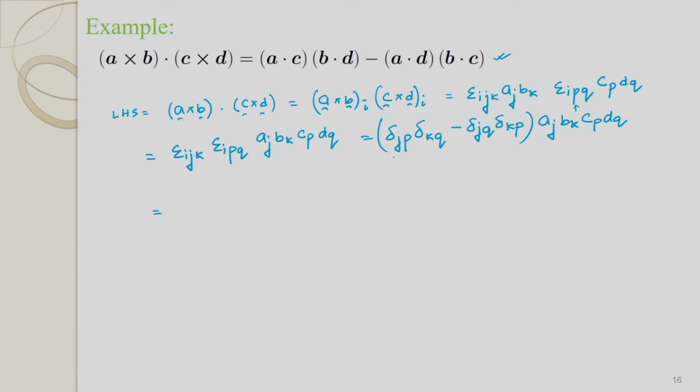Now we can use the substitution property of the delta operator. So I substitute J in A j by P and K in B k by Q. Now here I substitute J by Q, K by P.